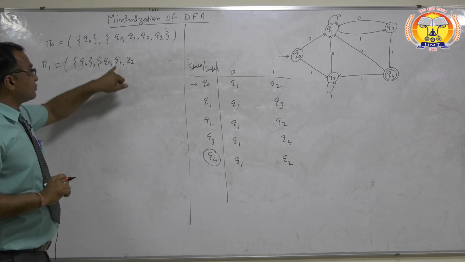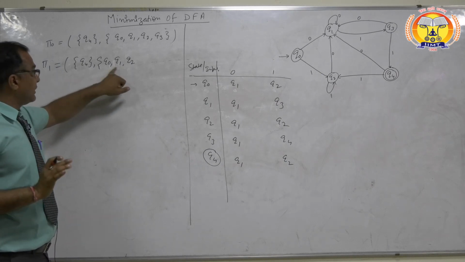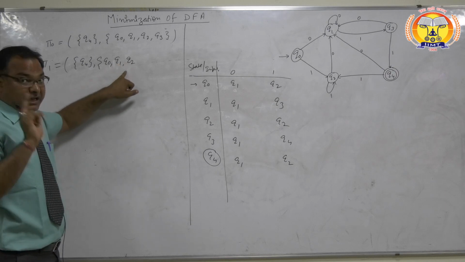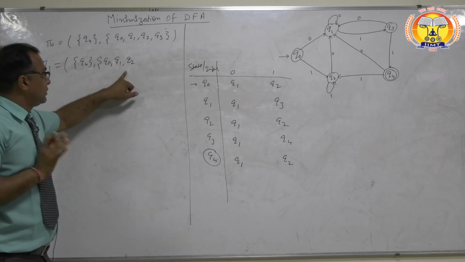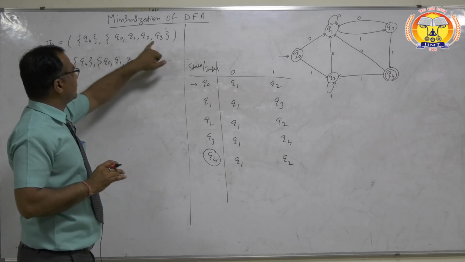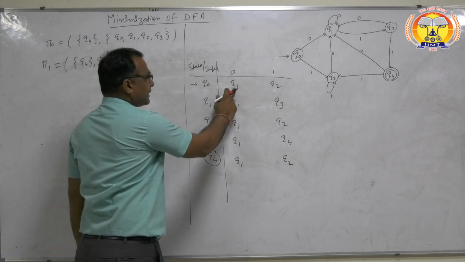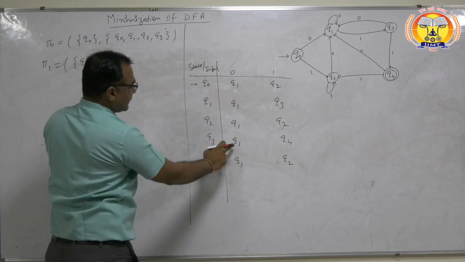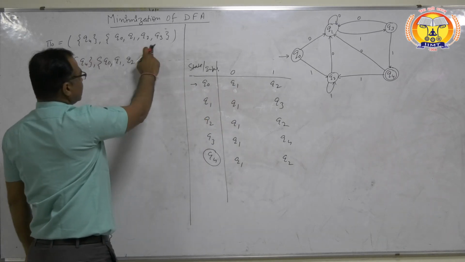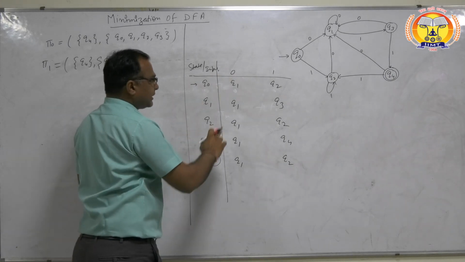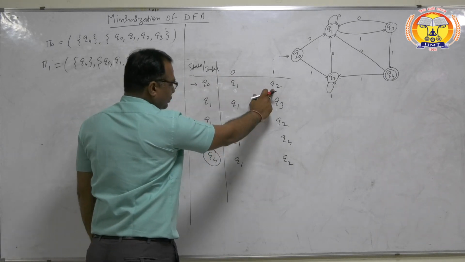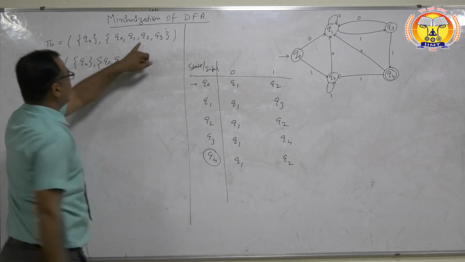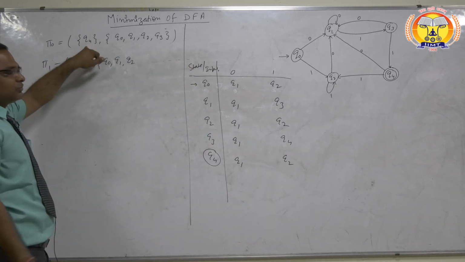Is there a need to check Q1 and Q2? There is no need. If Q0 and Q1 are one equivalent and Q0 and Q2 are one equivalent, then Q1 and Q2 will also be one equivalent. Okay, now we will check for Q0 and Q3. On Q0, on input 0 we get Q1, and on Q3 we get Q1. Q1 and Q1 belong to the same set. Now checking the second input, on Q0 we get Q2, and on Q3 we get Q4. Q2 belongs to this set and Q4 belongs to this set.